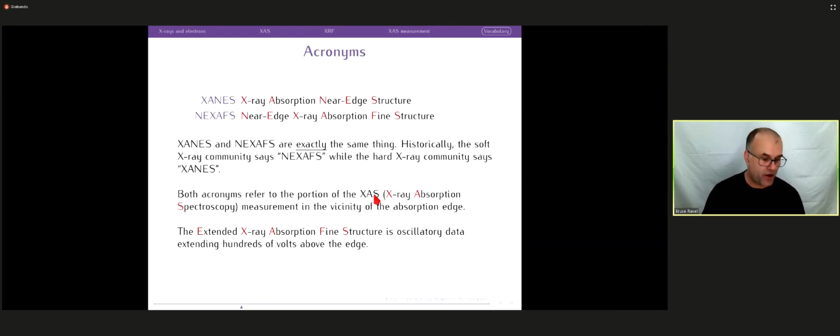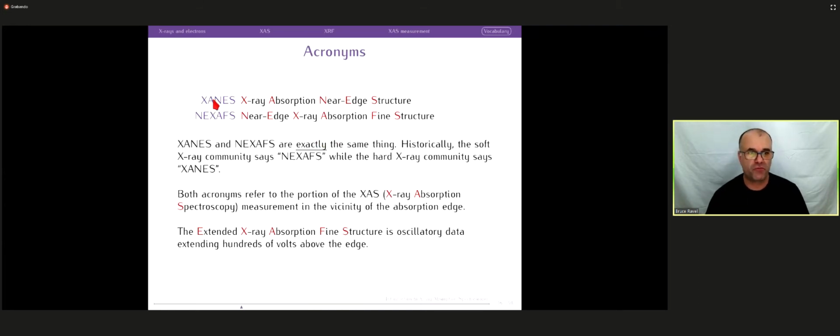A little bit of vocabulary here at the end of the first part of this talk. As you read the literature on this stuff, you'll see a bunch of different words. So the XANES is the portion of the spectrum that's very close to the rising edge. And in the hard X-ray community, people have always used the word XANES. Whereas in the low energy community, the people who measure this spectrum on things like oxygen and carbon and go to the beam lines that are instrumented to deliver photons of those energies, they, for some reason, have always used the word NEXAFS, near-edge X-ray absorption fine structure versus X-ray absorption near-edge structure.